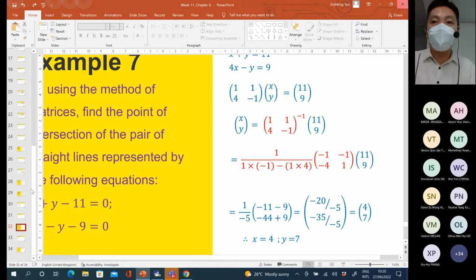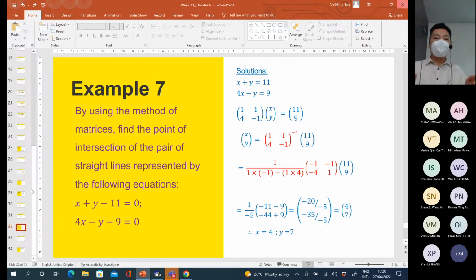Any other example? Oh, we have one more. Okay, one more example. Example 7 is also trying to solve the simultaneous equation using the matrix method. Okay, the first equation is x plus y equals to 11. Second equation is 4x minus y equals to 9.